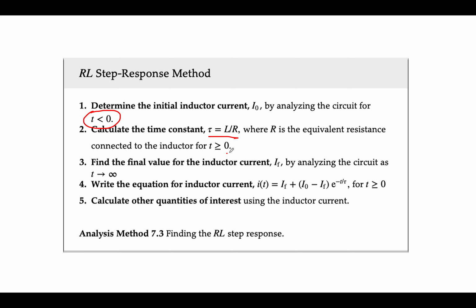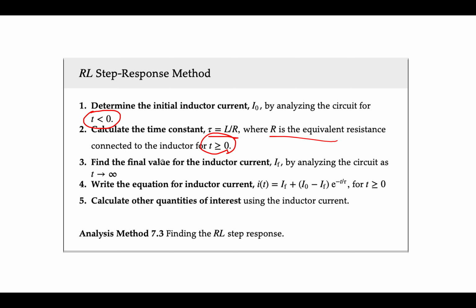and you're going to do that for the circuit when t is greater than 0. So after any switches have moved, anything has happened, you have to find L over R. R is basically the equivalent resistance that is seen by the inductor. So if you think, for example, in terms of Thevenin equivalent resistance, it would be the Thevenin equivalent resistance seen at the inductor terminals.